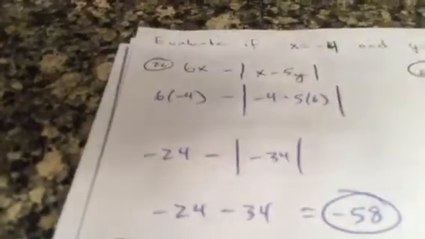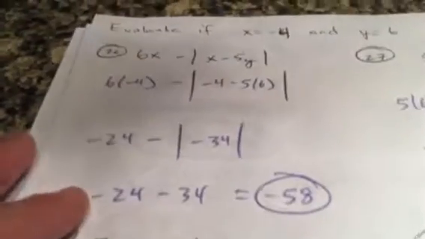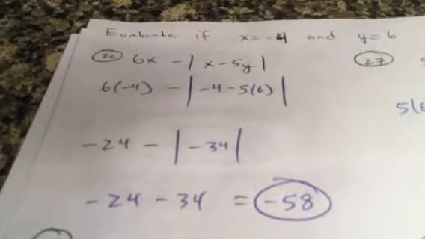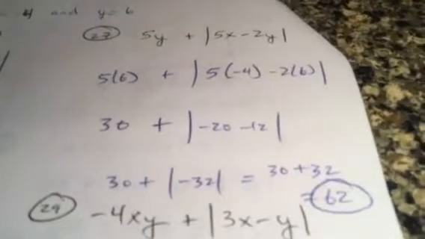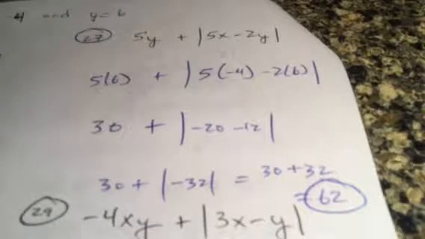All right, we're looking good here. Let's go to the next page, plugging in values for x and y, absolute values that we are evaluating. There is the answer to number 26. What comes out of the absolute value is always positive, positive 34. You can still get a negative as an answer. There's the answer to 27, 62.